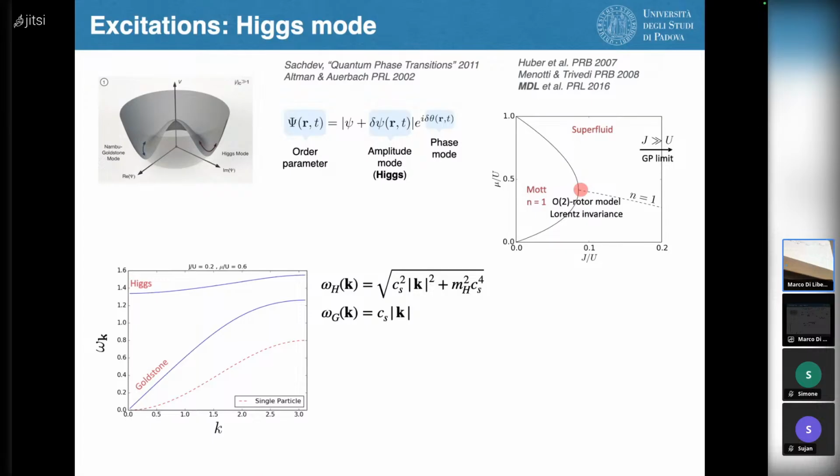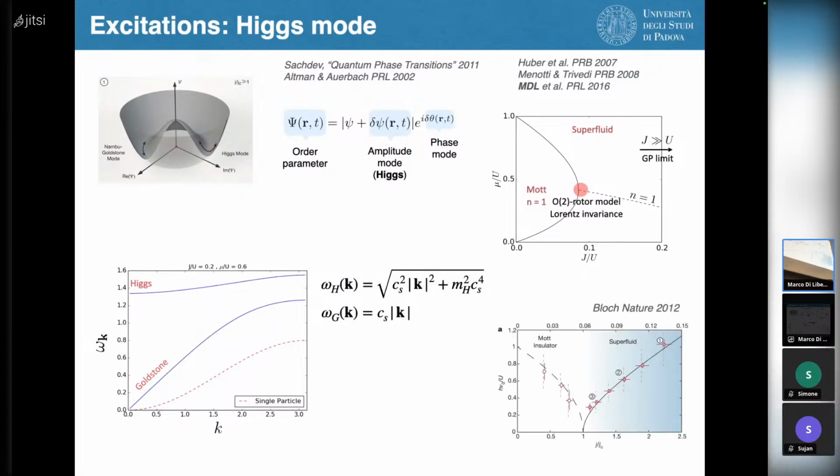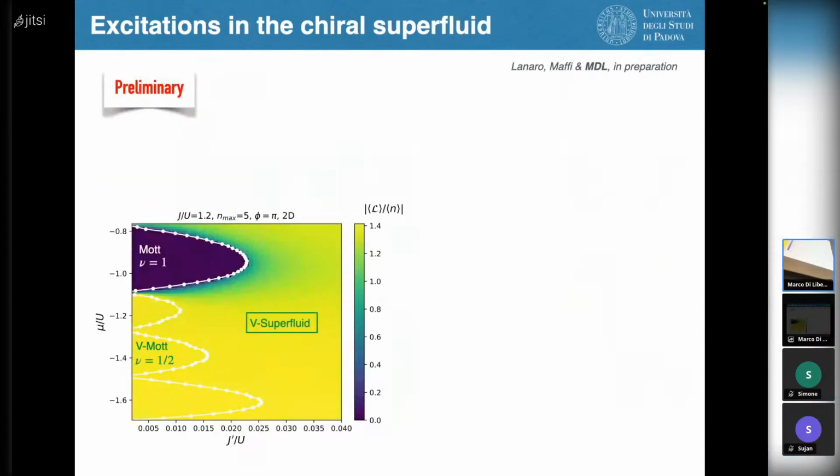So this is what usually happens in the Bose-Hubbard model. And this was measured. The gap that closes at the critical point was measured by Immanuel Bloch more than 10 years ago. And this was the signature of an observation of a Higgs mode. But now the story I'm trying to tell you is slightly different. Why? Because U1 is only broken in this vortex MOT insulator to vortex superfluid transition, whereas here, besides U1, you also have time reversal that goes from broken to unbroken.